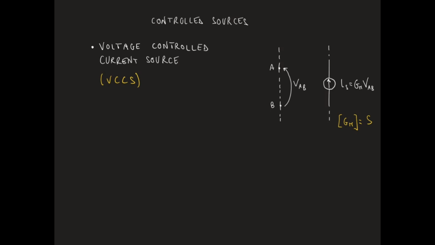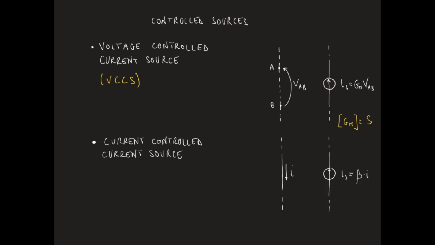In the case of a current-controlled current source, the current provided by the source is a function of the current flowing through a given branch in the circuit. The parameter beta in this case will have no dimensions. Current-controlled current sources are also identified through their acronym, which is CCCS.